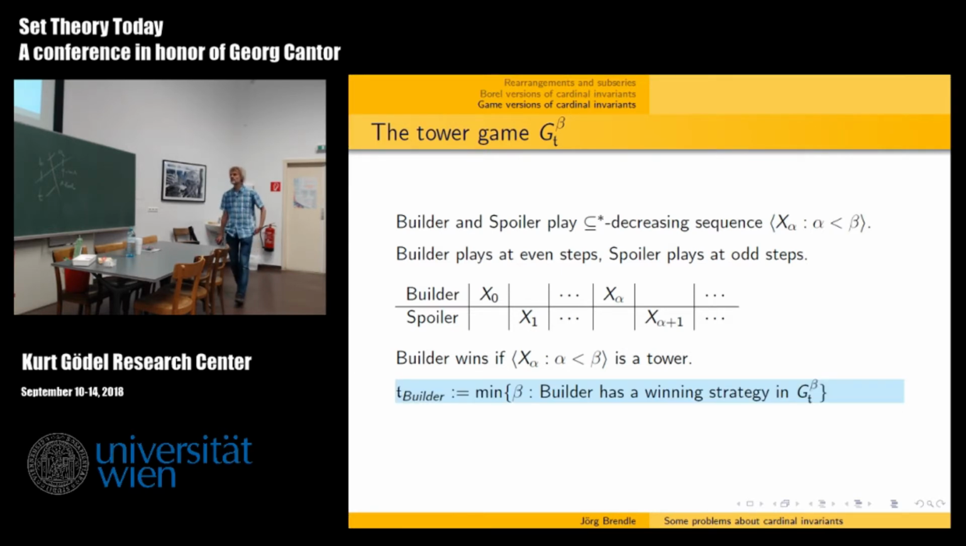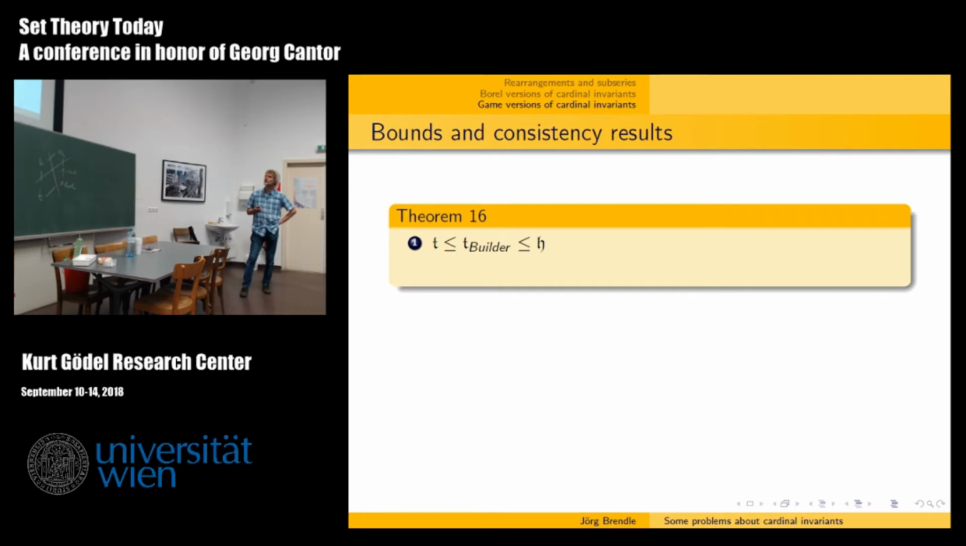And now let T_builder be the minimal ordinal beta such that builder has a winning strategy in this game. This is defined as an ordinal a priori. However, it's not too difficult to show that this is actually a regular cardinal. So that one we know. And now we look at bounds for this. Of course, T is a lower bound.